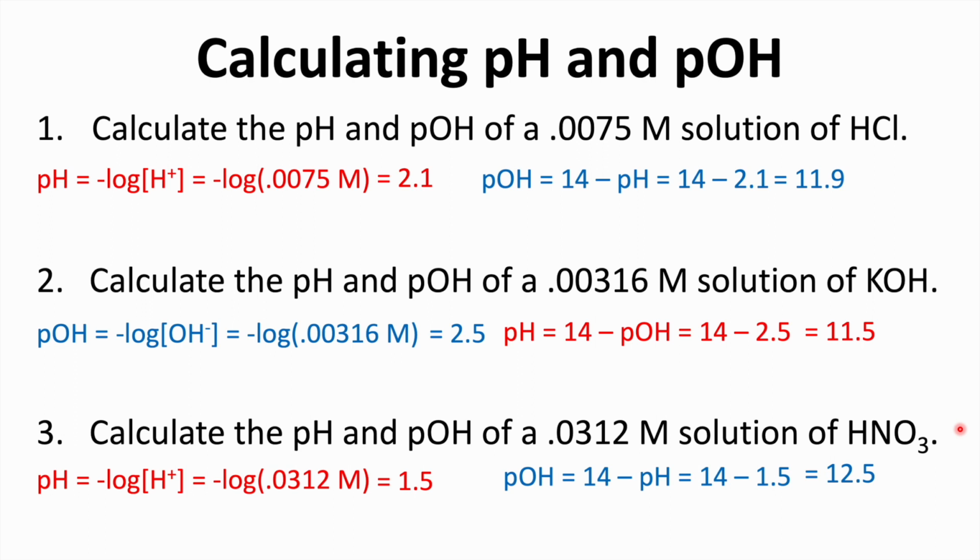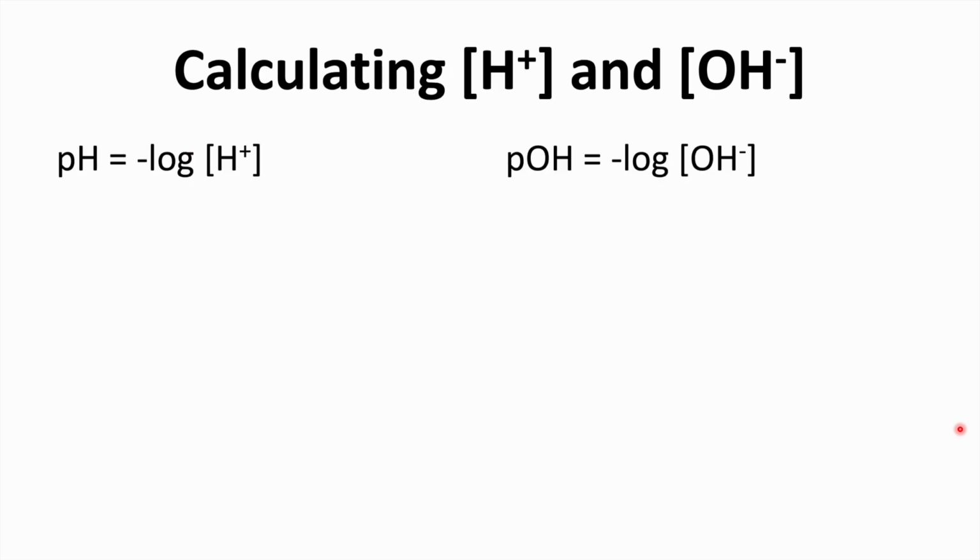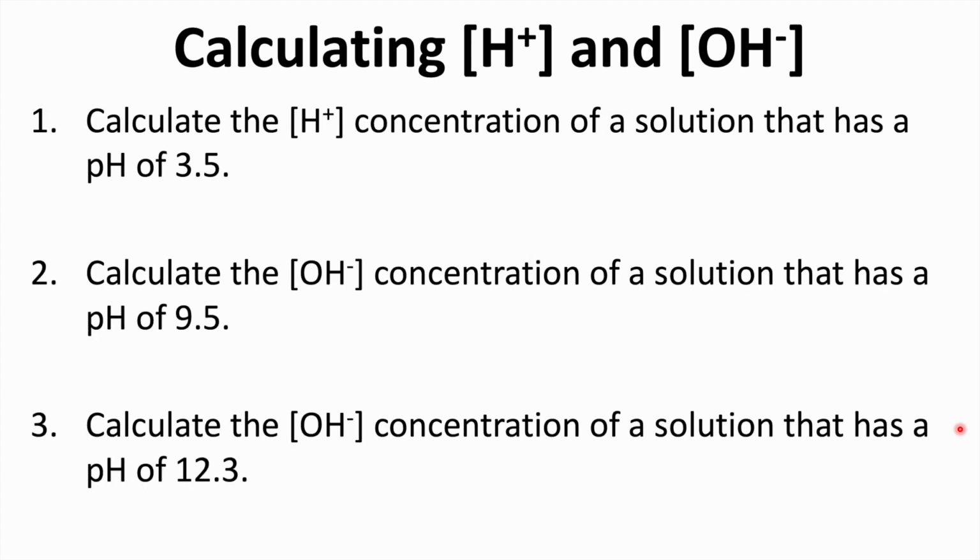So just like we can use concentration to find pH and pOH, we can also go in the opposite direction. If we need to calculate the concentration of hydrogen or hydroxide, the concentration of the hydrogen or the acid is going to be equal to 10 raised to the negative pH power. And the concentration of the base or hydroxide is going to be equal to 10 raised to the negative pOH power. So let's look at some example problems. This one says calculate the hydrogen concentration of a solution with a pH of 3.5.